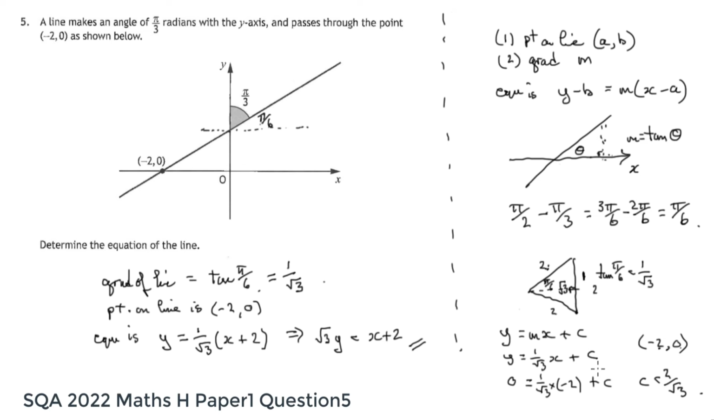And there I would get the same formula, maybe not obvious, but y equals 1 over root 3 x plus 2 over root 3. And if I multiply both sides by root 3, I've got root 3 y equals x plus 2, which is what I've got in this case. So that's an alternative where you substitute in the coordinate values into y equals mx plus c.